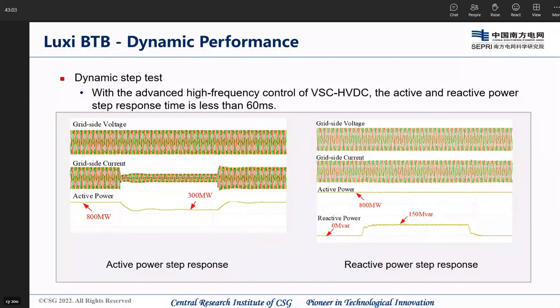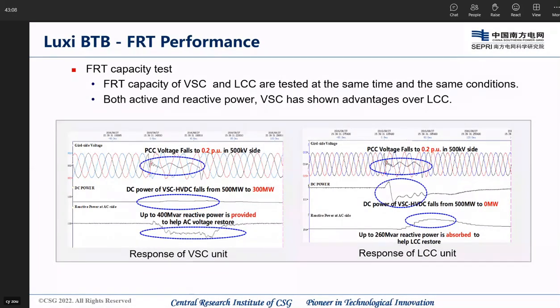This is the fault ride-through capacity test. The LCC and VSC are facing the same AC voltage situation in the test. You can see the VSC shows great advantage over LCC. First, the DC power of the VSC falls slightly, while the DC power of the LCC falls to 0. You can see here, it falls to 0. Secondly, the VSC HVDC provides reactive power support to the AC system, while the LCC absorbed great reactive power from the system.